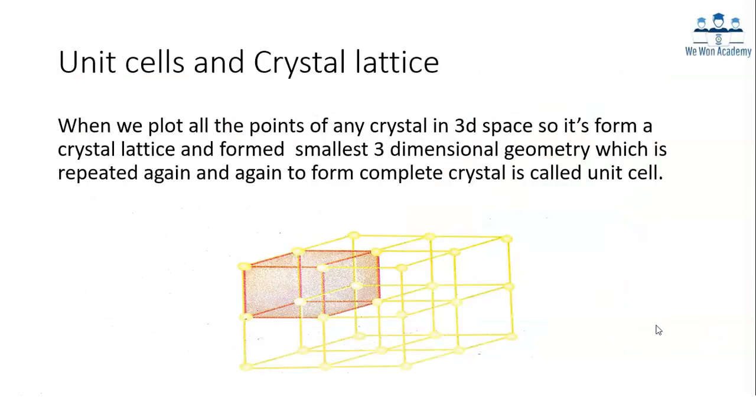Crystal lattice. When we plot all the points of any crystal in 3D space, the lattice formed is called crystal lattice. As you can see in the figure, we plotted all the points and we got this crystal lattice. And then the smallest part of the lattice, which is repeated again and again to form the complete lattice, is called the unit cell. As you can see, here we have a unit cell which is repeated again and again to form the whole crystal lattice.